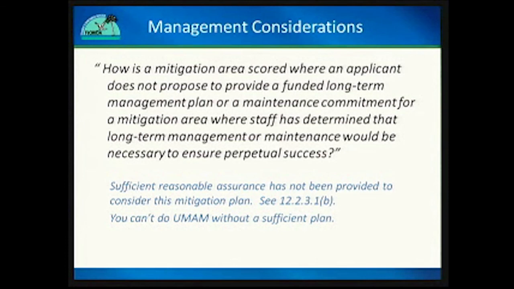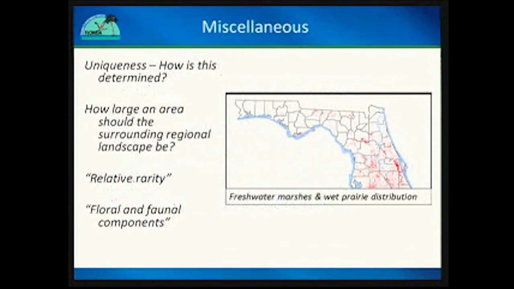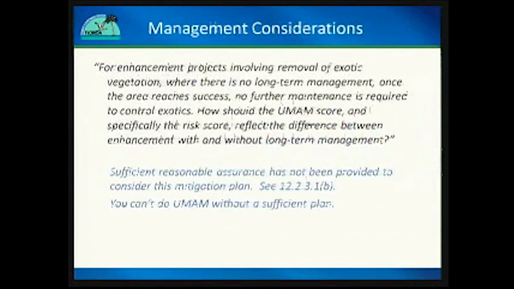So it's in 62-345.500, Part 1, Part B at the end. The with-mitigation assessment will be scored only when reasonable assurance has been provided that the proposed plan can be conducted. So anyway, it goes along with that. Was that it? Back one.